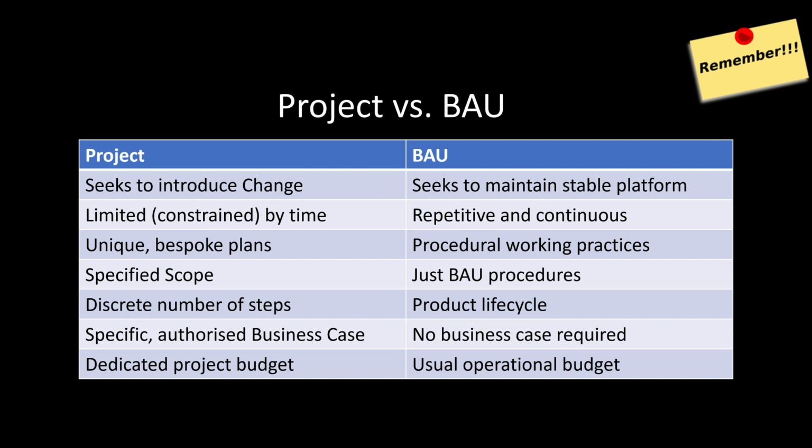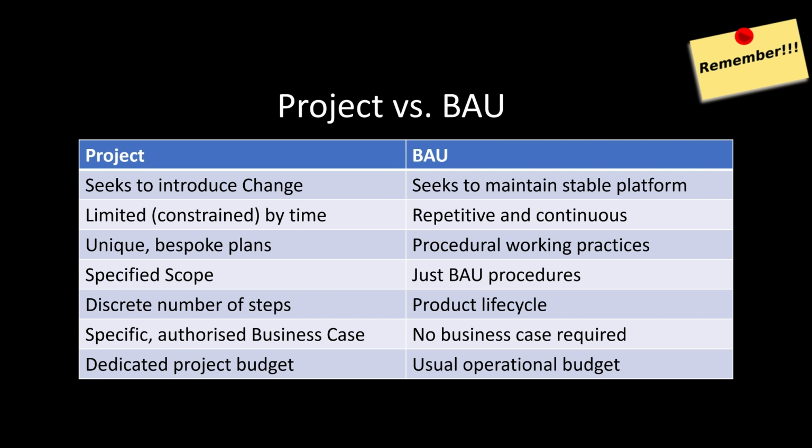A project is limited by time. We use the word transient. It has a start and a stop time. Business as usual is repetitive and continuous every day. Project management has unique bespoke plans. We're planning specifically how to do that change. Business as usual, we're following day-to-day procedures, working practices.